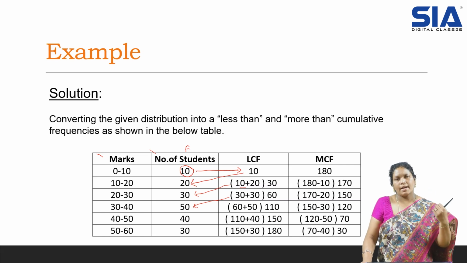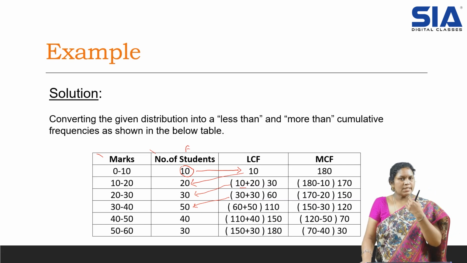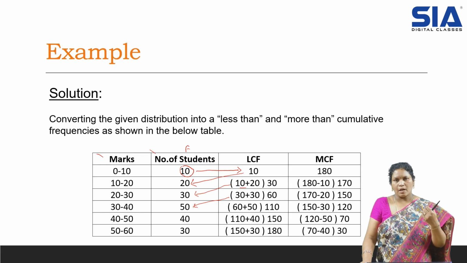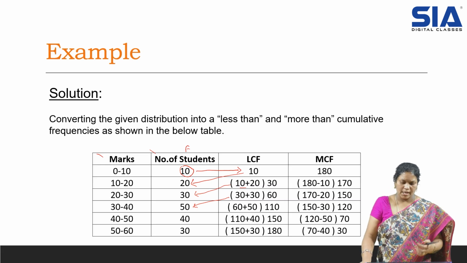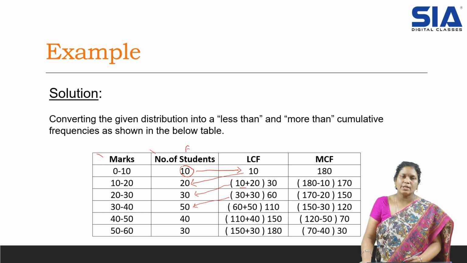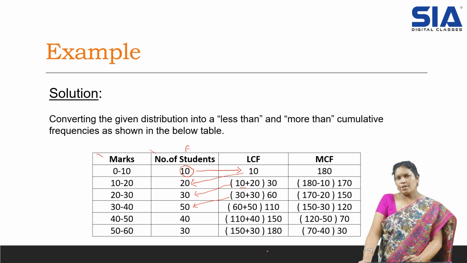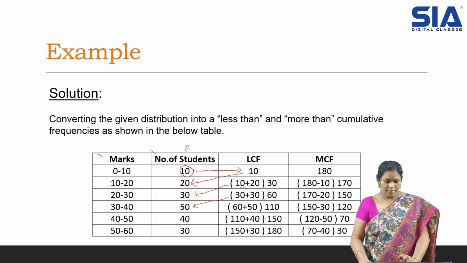First value you have to carry on the same. That first value you have to add to the second value of frequency. That second value of less than cumulative you have to add to the third value of frequency. So that is how we'll obtain less than cumulative frequencies. Up to the last you go on doing like that, and you'll get less than cumulative frequencies. So that is how we'll obtain LCF.